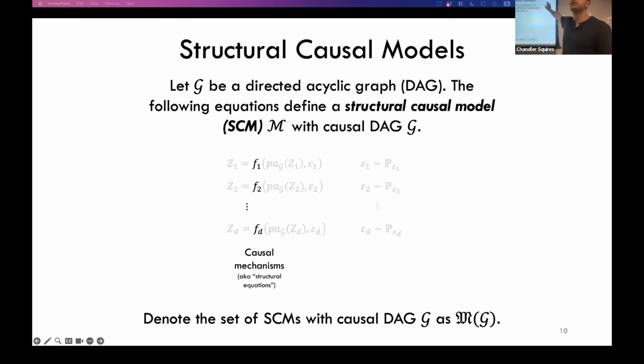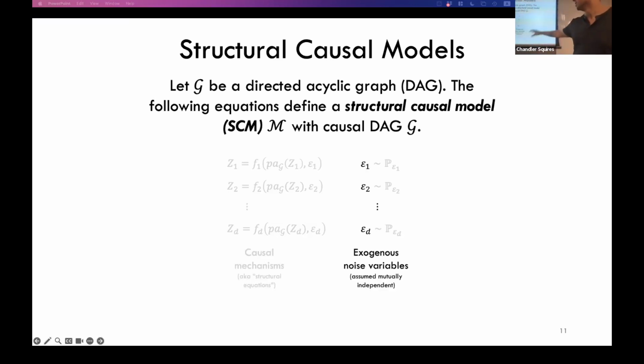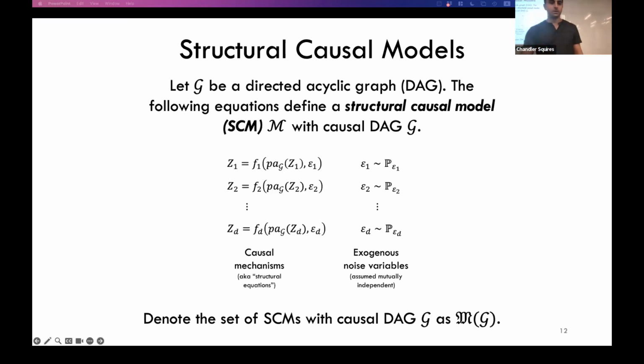And because of the topological ordering that you have for a DAG, you can really think about this as a computer program where you're just stepping through lines of code, writing down each variable as a function of its parents in the DAG model, as well as an exogenous noise term. And we're going to assume that these are mutually independent, so that it's a causally sufficient DAG model. And we're going to get into cases where these might not be mutually independent later on. And we're going to introduce some notation for the set of structural causal models that have an underlying causal DAG G as M of G.